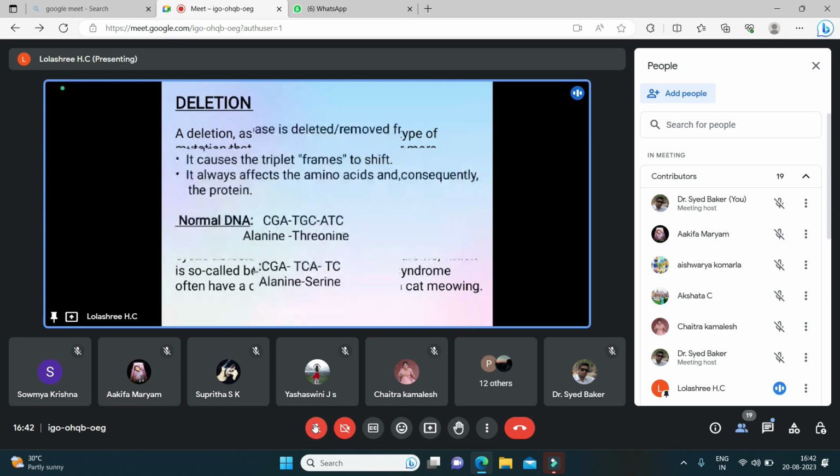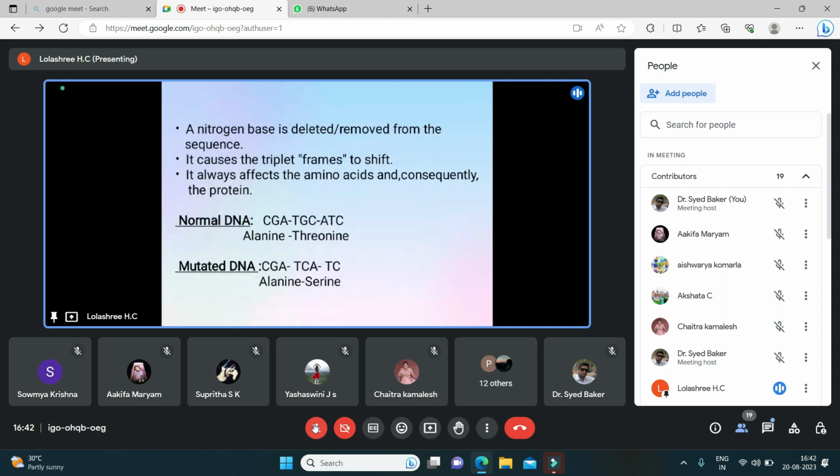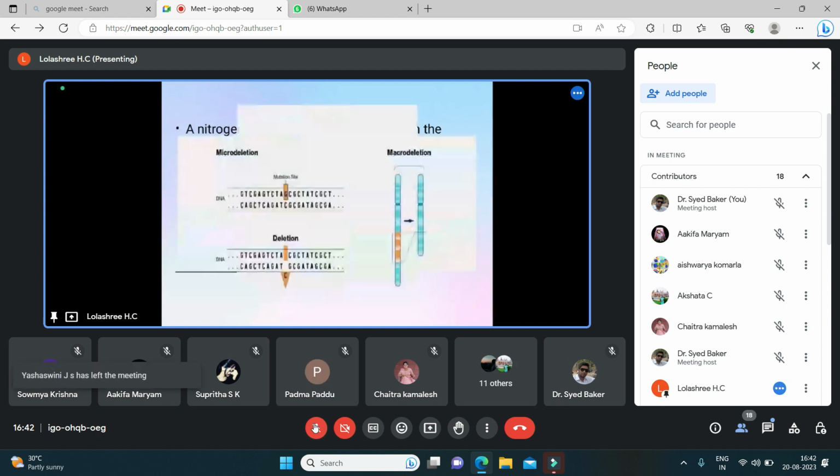In this case, a nitrogen base is deleted or removed from the sequence. It causes the triplet frames to shift. It always affects the amino acids and consequently the protein. In normal DNA, CGA codes for alanine, TGC codes for threonine. In the mutated DNA, after alanine CGA, due to the deletion of G, guanine, the TCA codes for serine.